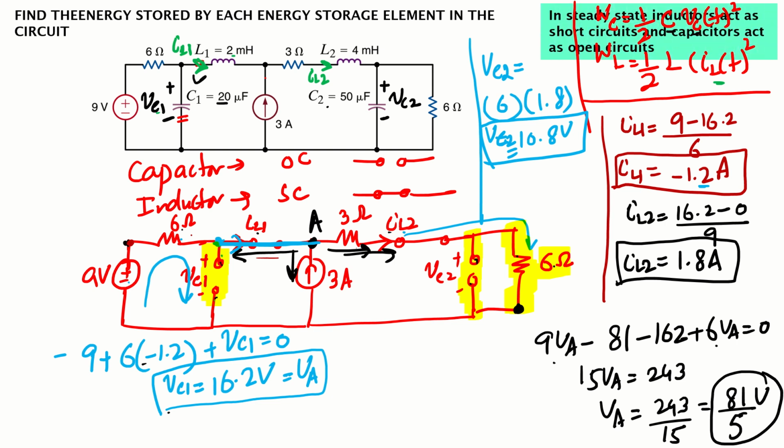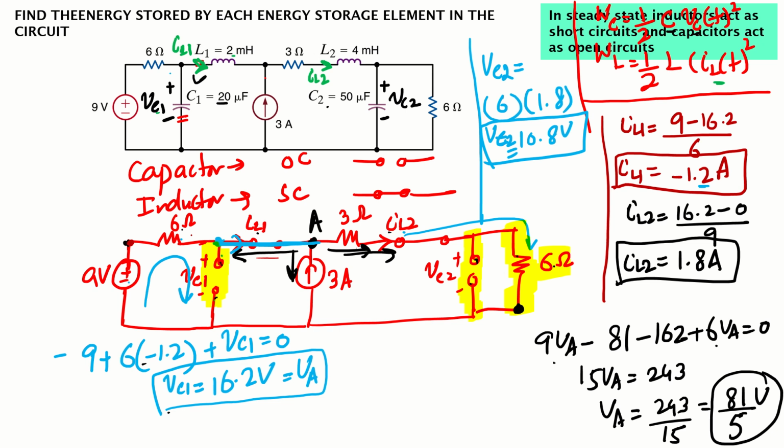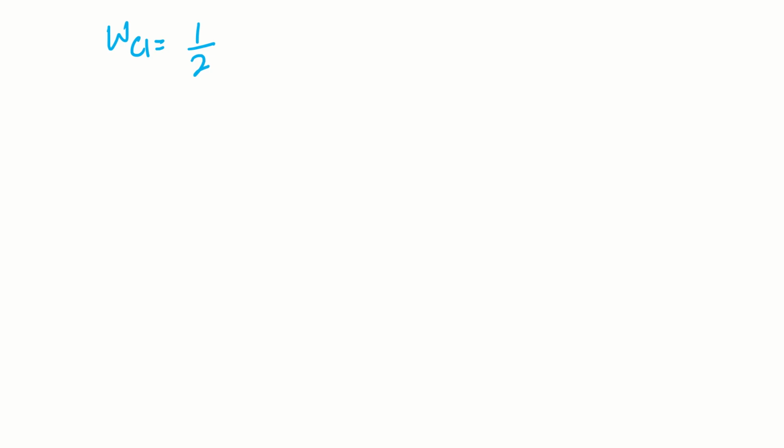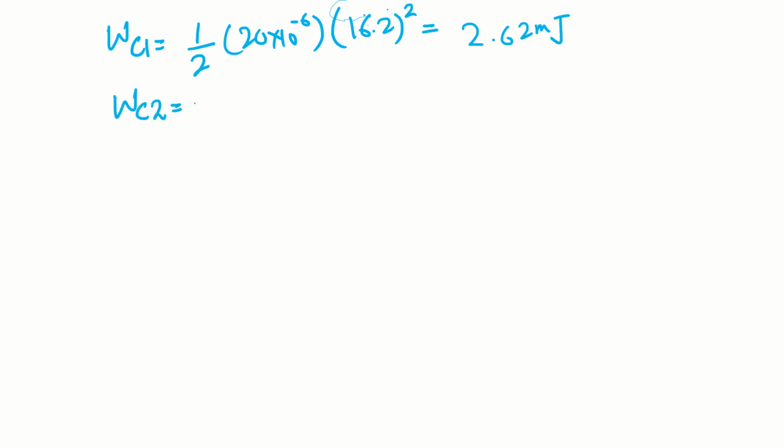So let's do that. Let's calculate the energy for capacitor 1. That will be half of C, the value of the capacitor. What is the value of the capacitor? 20 microfarad. What is the voltage for this one? 16.2. So half of C, 20 microfarad, voltage 16.2 squared. If you plug in the numbers, that will give me 2.62 millijoules.